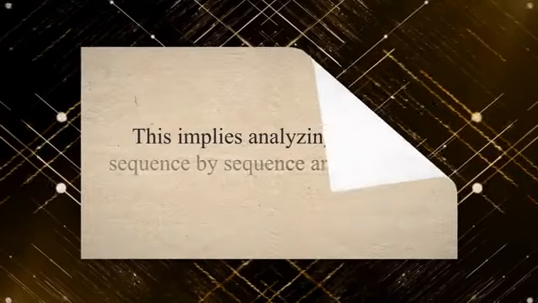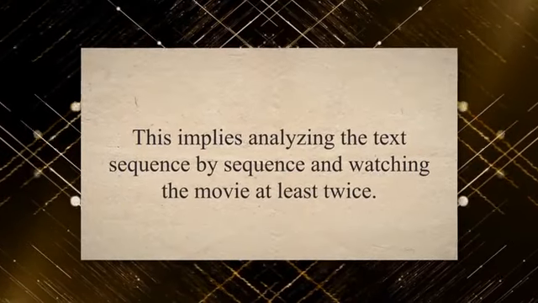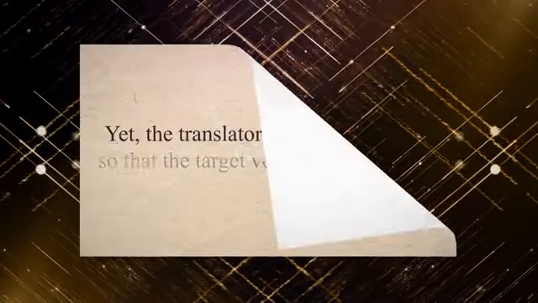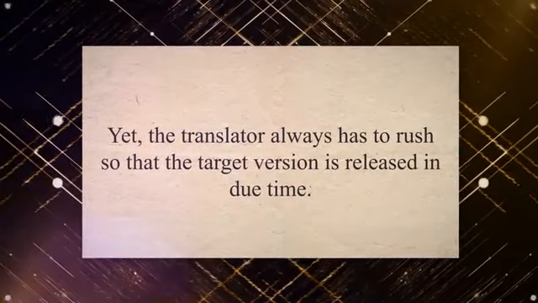For both techniques, before work begins, it is advisable that the translator has a deeper understanding of the source text and finds out whether it's for dubbing or subtitling before he starts anything. This implies analyzing the text sequence by sequence and watching the movie at least twice. Some authors even argue that it takes months for the target version to be original. Yet, the translator always has to rush so that the target version is released in due time.